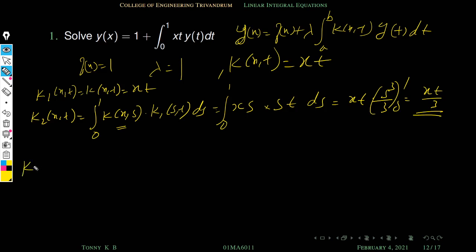Please evaluate k3. What is k3 of xt? Using its formula, integral 0 to 1. Just do it yourself: 0 to 1 k of x s into k2 of s t. What is the value?